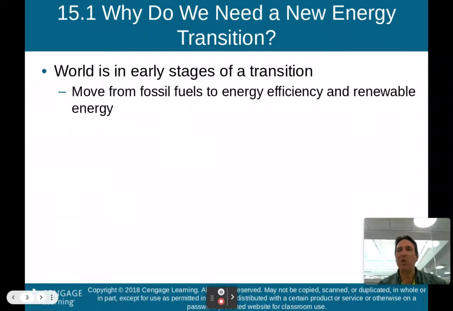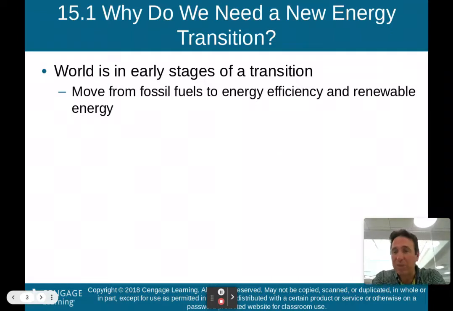So why do we need a new energy transition? Well, the world is in the early stages of that transition. And what is that transition? Moving away from fossil fuels to energy efficiency and renewable energy. And we talked a lot about why we need to do this in the previous chapter. Again, fossil fuels are non-renewable, so at some point they are going to run out.